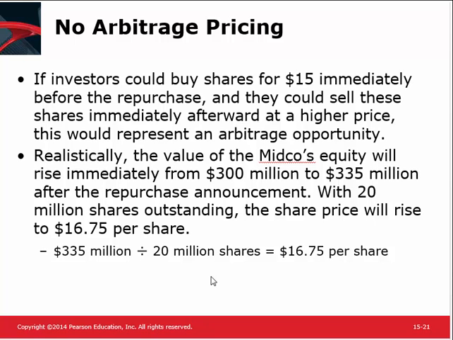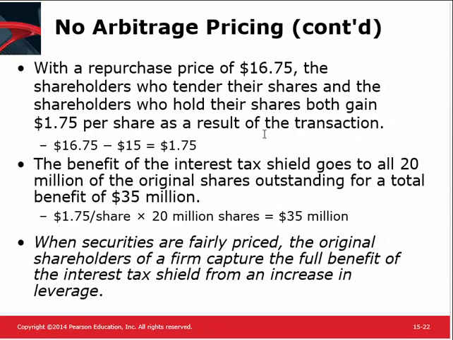So with 20 million shares outstanding, the share price is actually going to rise to about $16.75. That's what the 20 million shares were worth. So again, if you think about what we should actually offer them, if we could offer them $16.75, in the end we would essentially break even from our purchase. So with this repurchase price, just to work our way through the numbers, those people that tendered their shares would gain $1.75.